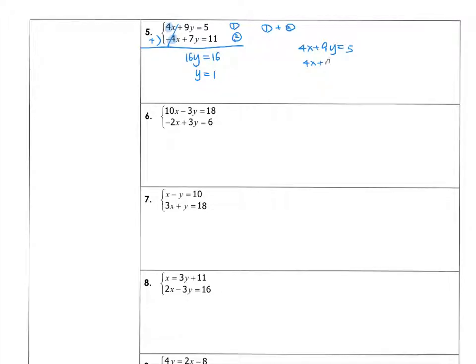So 4x plus 9 times 1 equals 5. 4x equals 5 minus 9. 4x equals negative 4. Therefore, x equals negative 1. So negative 1 and positive 1 is where these two meet.